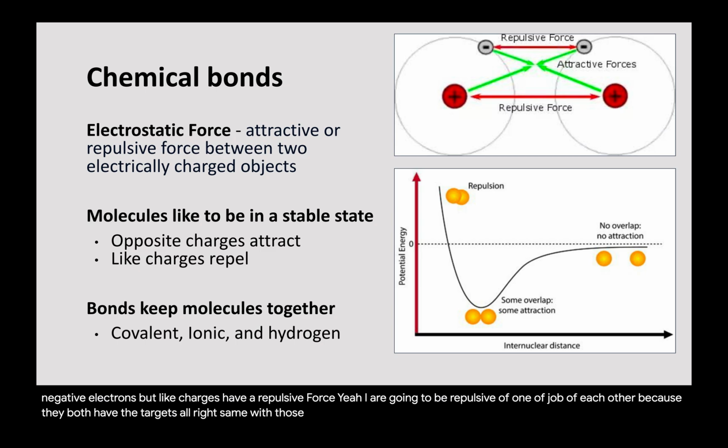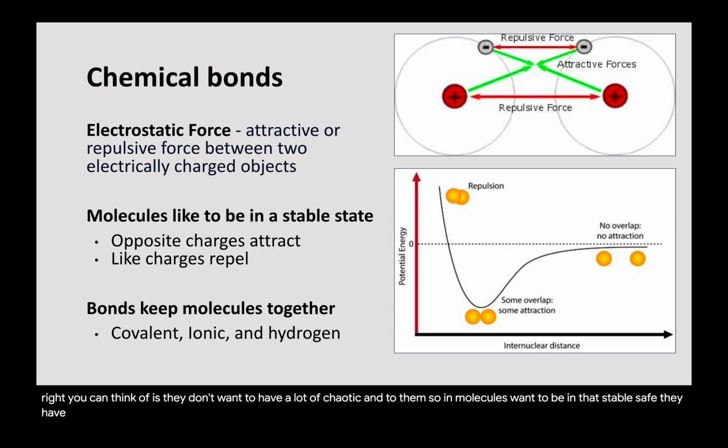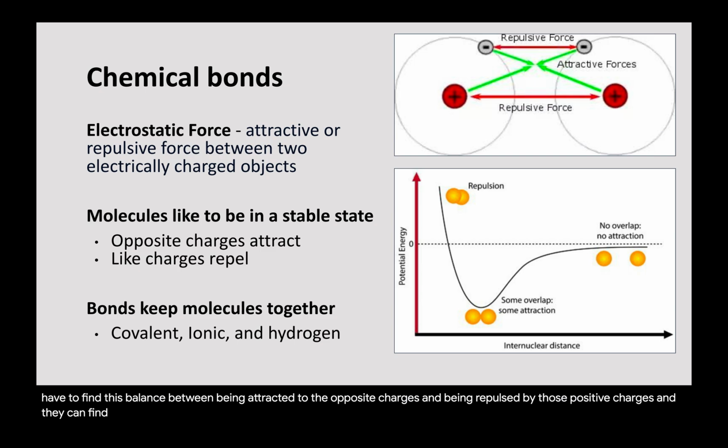Same with those electrons. Now, atoms and molecules, they like to be in a really stable state, right? You can think of it as they don't want to have a lot of chaotic energy to them. So molecules want to be in that stable state, and they have to find this balance between being attracted to the opposite charges and being repulsed by those positive charges, right? And they can find that somewhere there's some overlap that has the lowest amount of chaotic energy, and that's the stable state that they're going to be bonded in.